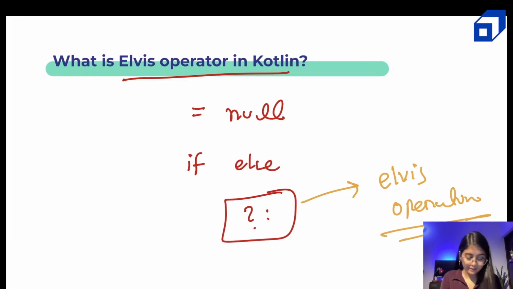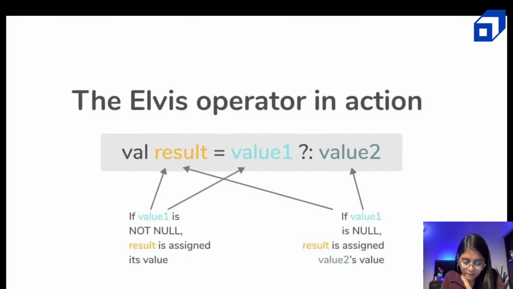This is the icon, kind of the symbol of the Elvis operator. If the interviewer asks you this, obviously you have to tell how the Elvis operator looks, and you would have seen this in other programming languages as well. I guess it is in C++ as well. So this is the Elvis operator in action.